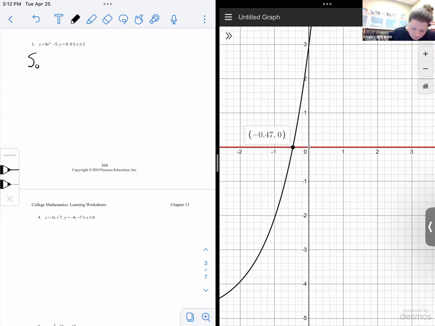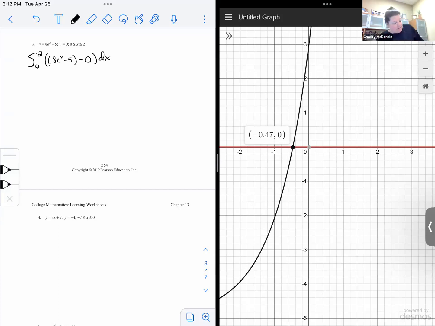Our integral will go from 0 to 2. And again, which one's on top? The black one, which is our 8e to the x minus 5. And then we would minus the 0, this whole thing dx.